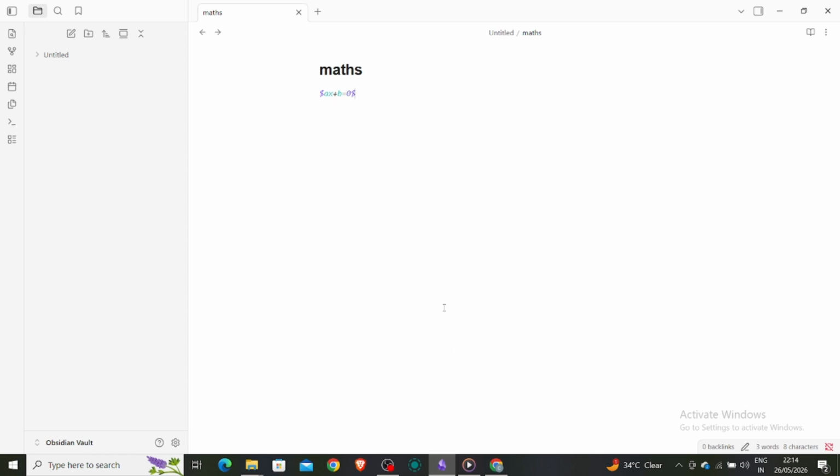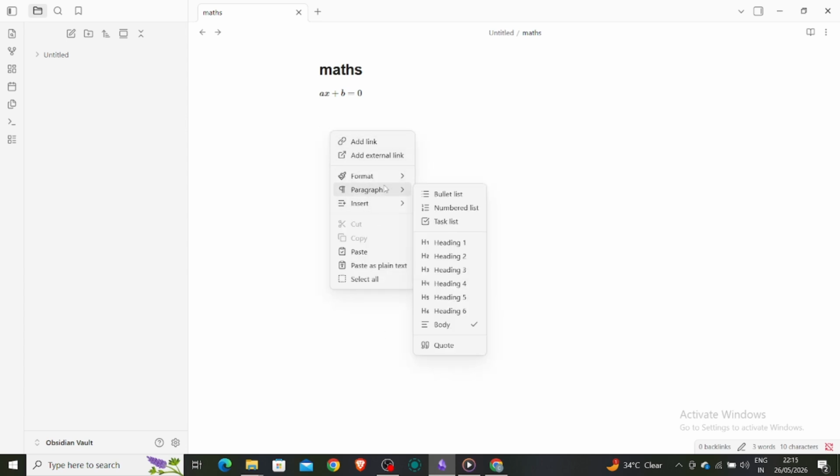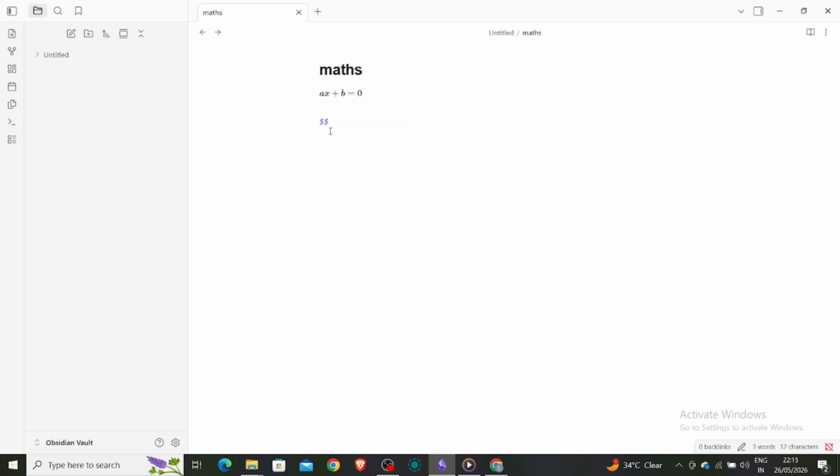For larger equations, use display equations instead. Display equations appear on their own line and are easier to read when working with more complex formulas. For example, a quadratic equation can be displayed like this: ax squared plus bx plus c equals 0. When rendered, the equation appears centered and formatted professionally, making it ideal for study notes and technical documentation.